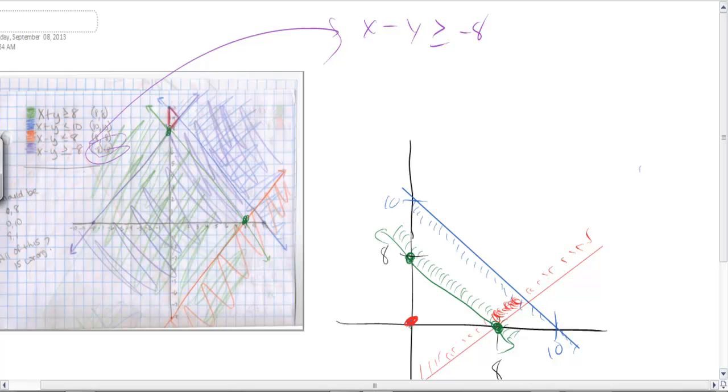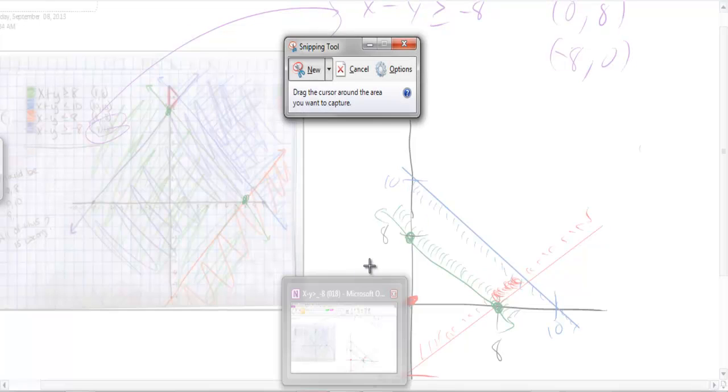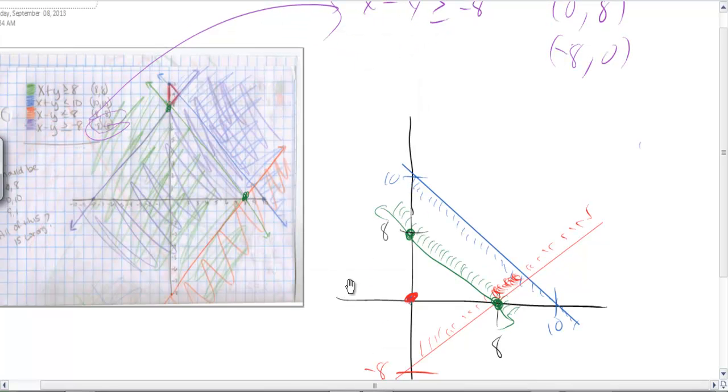Okay, so this one is x minus y is greater than or equal to -8. So when I'm finding my intercepts, once again, we're going to say 0, blank, blank, 0, substitute in. When I put in 0 for x, I end up getting -y, which gives me a +8. And when I put in 0 for y, I end up getting a -8. And so our x-intercept is at -8, and the y-intercept is at +8. So we connect the dots.